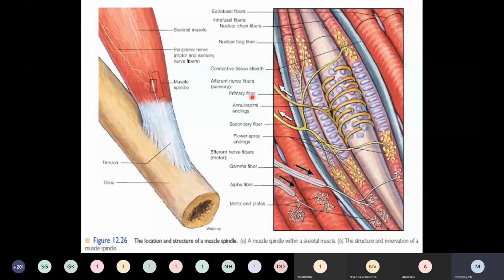Even when you look at the nerve being supplied here, you will see that for the nuclear bag fibers, the nerve coming is forming a spiral around it. This is called the annulospiral ending. Look at this fiber, which is supplying the nuclear chain fibers. You can see that it comes and spreads like a flower. This is called the flower spray ending. Annulospiral ending, flower spray ending.